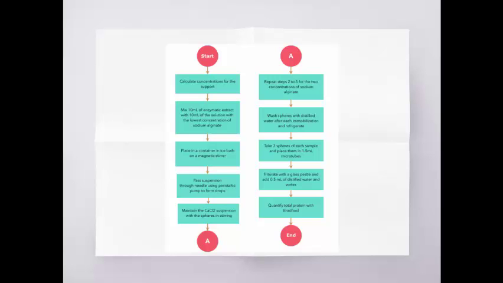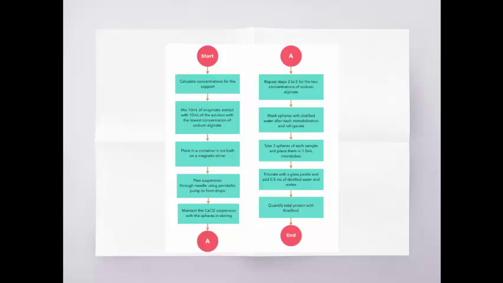The methodology. First, we calculate the concentration for the support. Then mix 10 milliliters of enzymatic extract with 10 milliliters of solution with the lowest concentration of sodium alginate. Place in a container in an ice bath on a magnetic stirrer. Pass the suspension through a needle using a peristaltic pump to form drops. Maintain the calcium chloride suspension with the spheres in stirring. Repeat steps 2 to 5 for the two concentrations of sodium alginate. Wash spheres with distilled water after each immobilization and refrigerate.